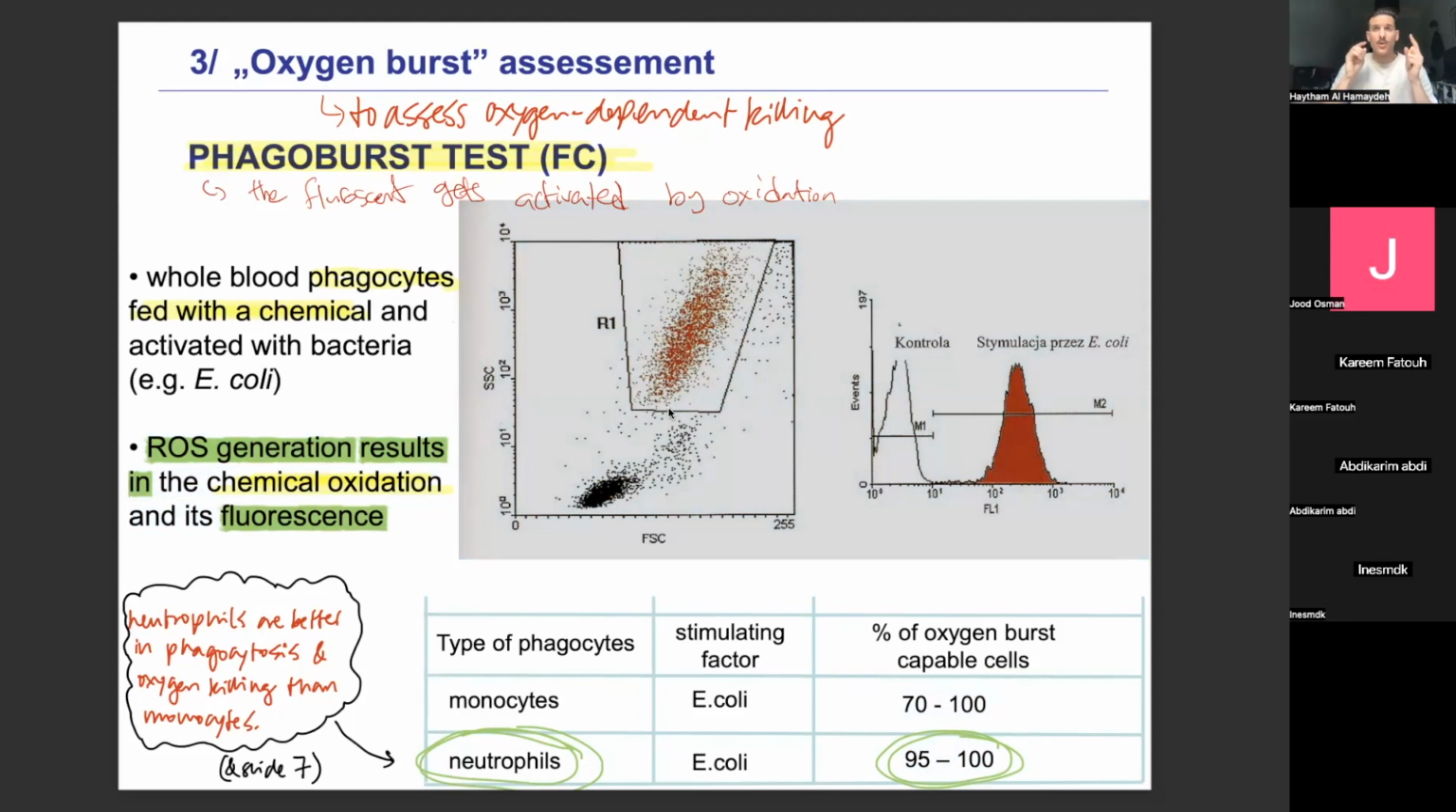So now we first finished chemotaxis, the agarose gel and Boyden chamber. We then moved into phagocytosis and we did a phago test. Okay.